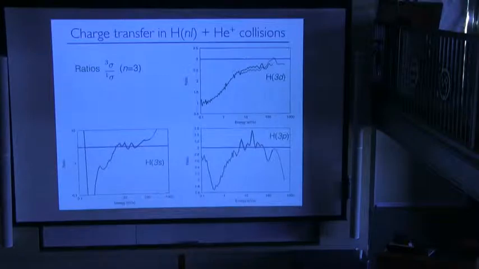And then for even more excited states, for n equal 3, 3s, 3p, 3d. For 3s, there's a region here where it looks like it's statistical, but then at higher energy, it goes really to high values, higher than 10. For 3p, this is a linear scale, so it's much better, of course. It's kind of close to 3, but again, at high energy, it goes down. And for 3d, it actually goes to a value close to 3.